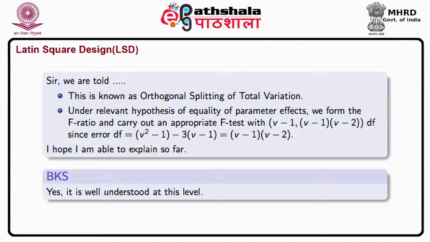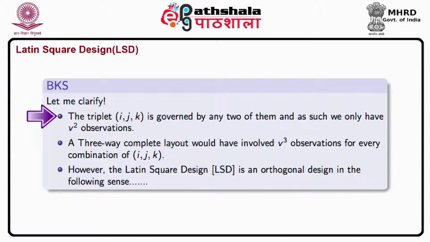Yes, it is well understood at this level, but we will very soon see that there is much more to know and learn from a practical point of view. Let me clarify. The triplet IJK is governed by any two of them, and as such we only have V squared observations. Any two of them governs the third one. The third one is unique in view of any given two. And the three-way complete layout would have involved V cube observations for every combination of I, J, K.